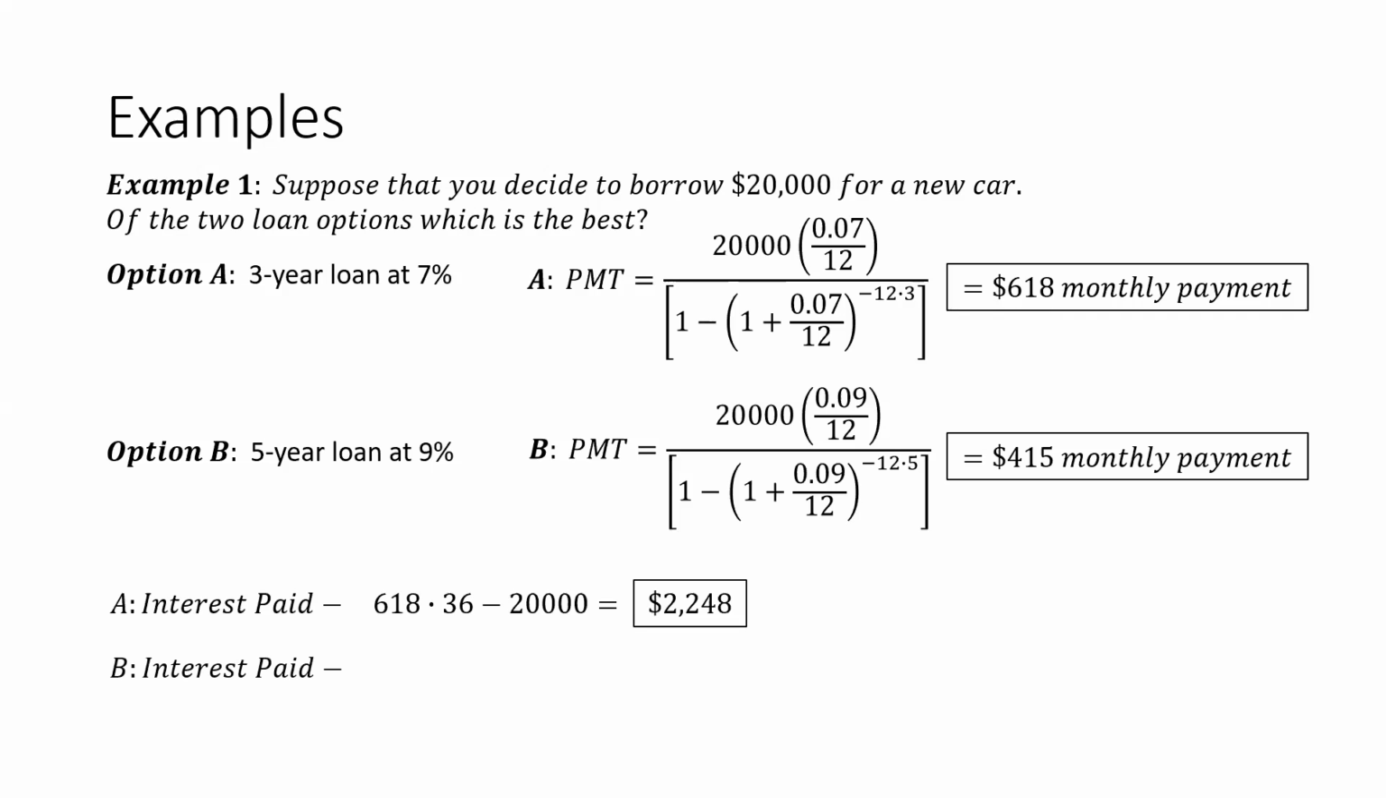into interest. Now, for my second car loan, $415 times 60. The 60 comes from, it's a 5-year loan, so 5 times 12 gets me 60. 415 is just that monthly payment. I subtract the cost of the car, and so now I see that my interest paid is $4,900.